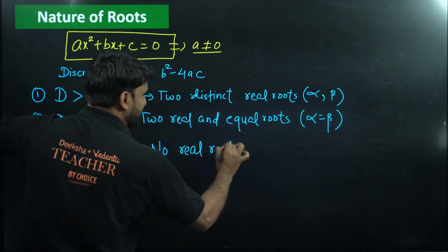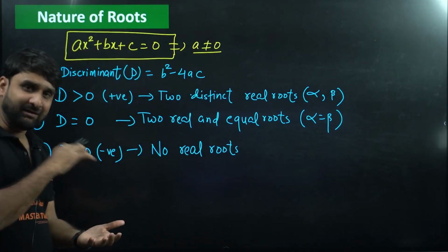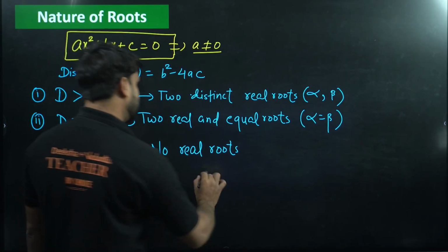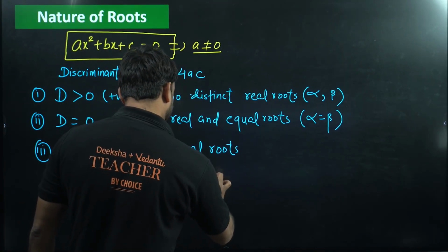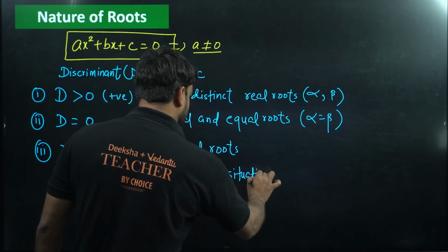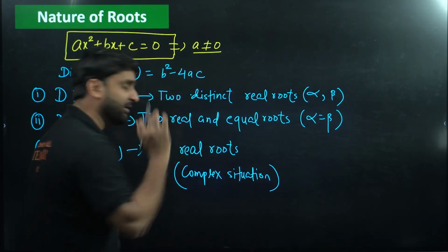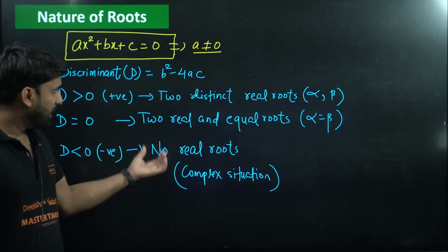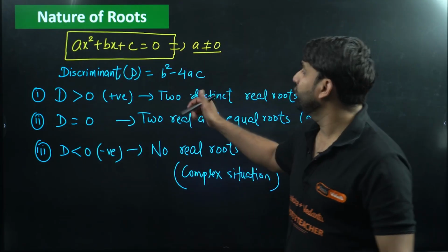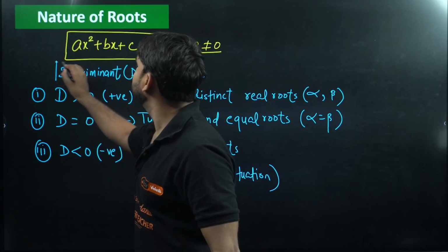You can't solve such a quadratic equation at 10th level, but you will be solving such quadratic equations also in the higher standard, and which is called a complex situation. So you will be studying about these things in the higher standard, right? So for now, these are the three conditions for the nature of roots. So you all just require to find out the value of discriminant.